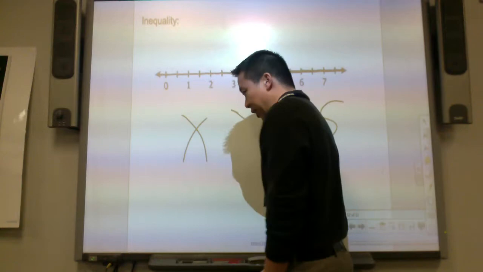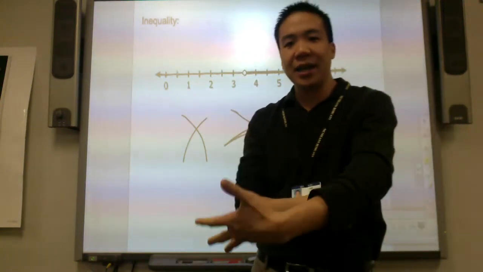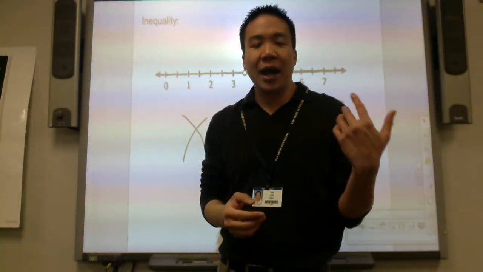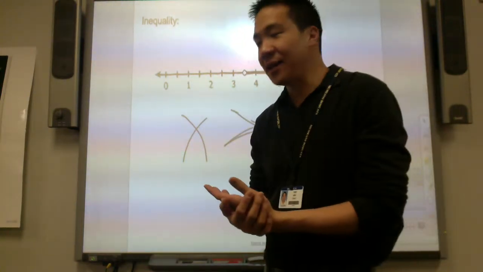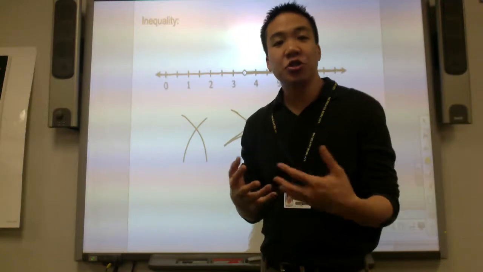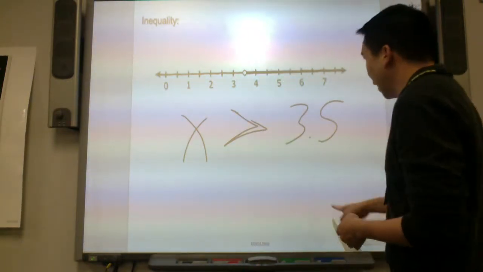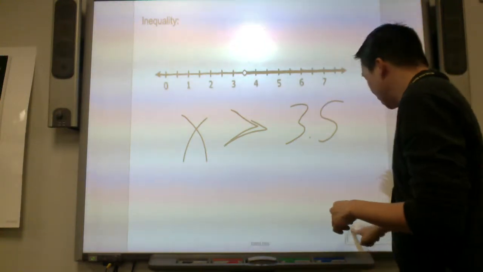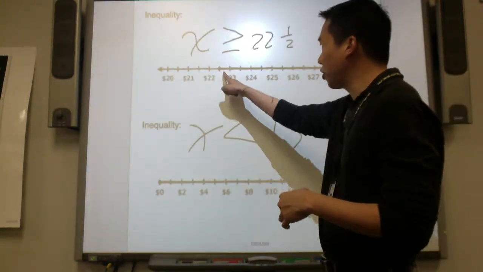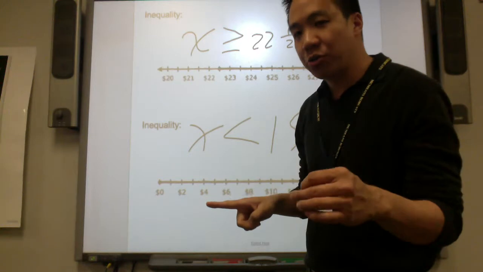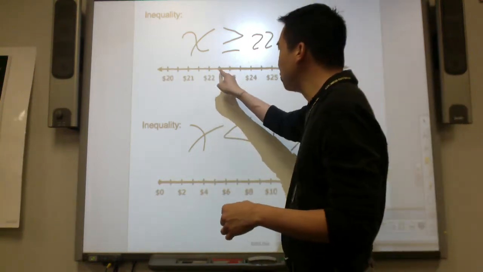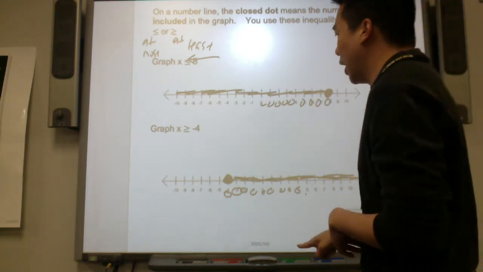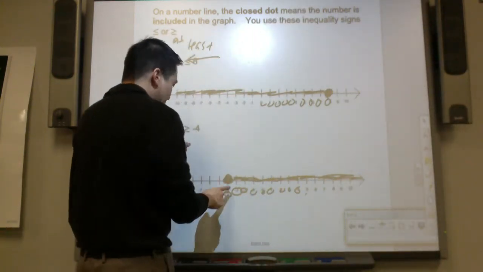So what we learned in this one is we practiced the vocabulary: less than, greater than, less than or equal to, greater than or equal to, at least, and at most. And then we learned how to graph. Open dots mean it's strictly less than or greater than. Closed dot means less than or equal to, or greater than or equal to. It includes that number.